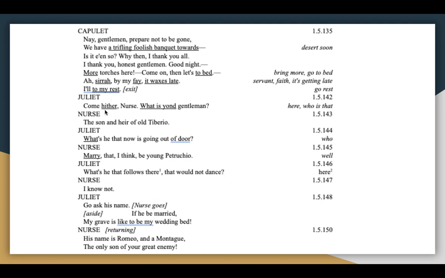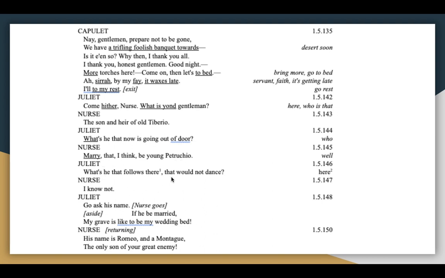She says, come hither, nurse, come here. What is yond gentleman? So who's that man over there? And she's pointing. The son and heir of old Tiberio. They're not talking about Romeo. What's he that is now going out of the door? Marry, I think that is young Petruchio.